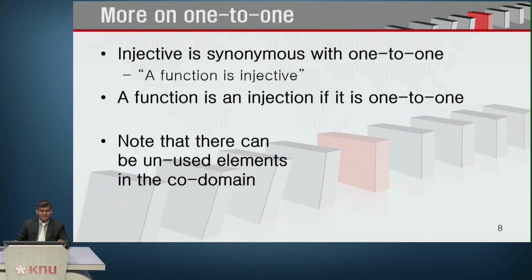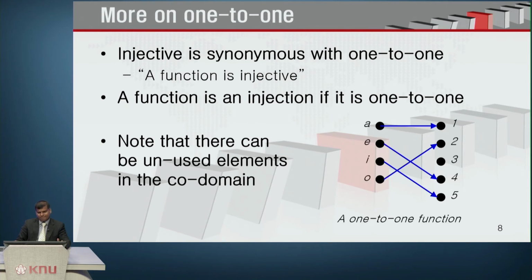More on one-to-one. A one-to-one function is, in other words, called injective. A function is an injection if it is one-to-one. So there can be an unused element in the codomain. That's one of the interesting features of a one-to-one function. As you can see here, A, E, I, O have been mapped to unique elements in the codomain, 1, 2, 4, 5, but the element 3 in the codomain is not mapped back to any element. In other words, number 3 is unused. Yes, that is possible for an injective one-to-one function.